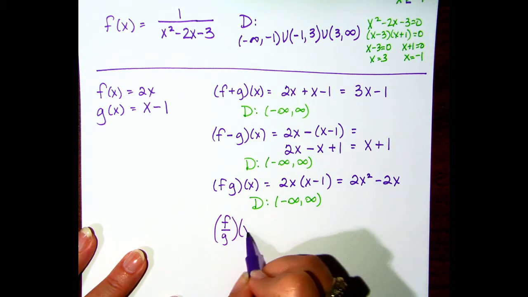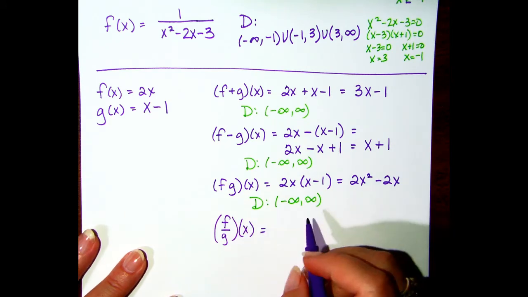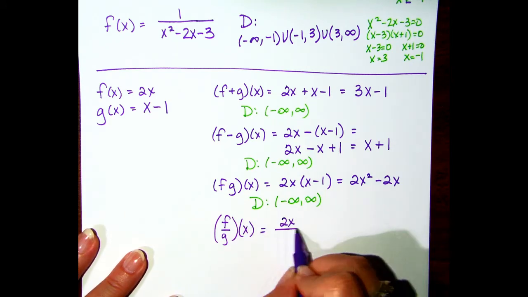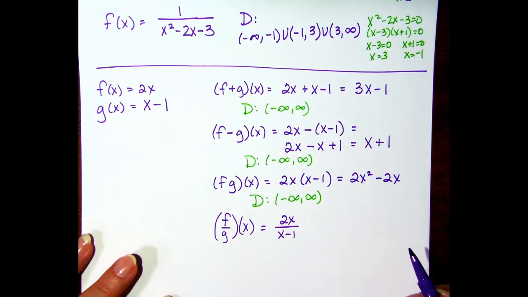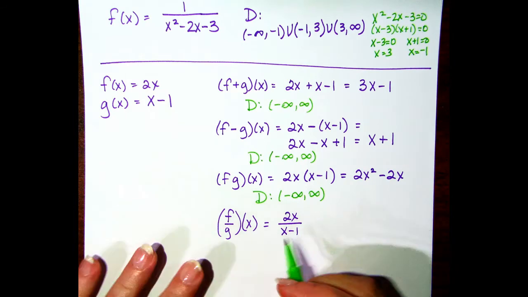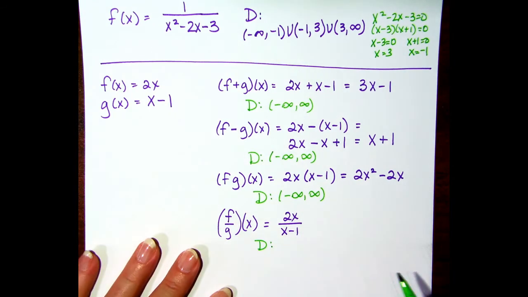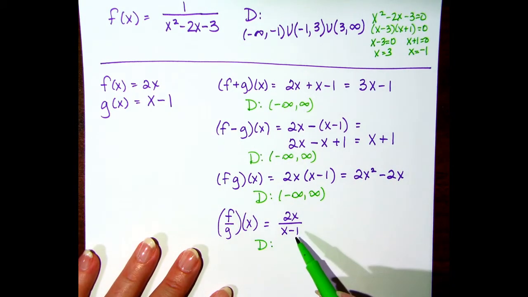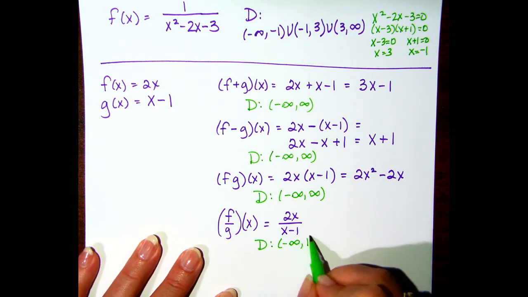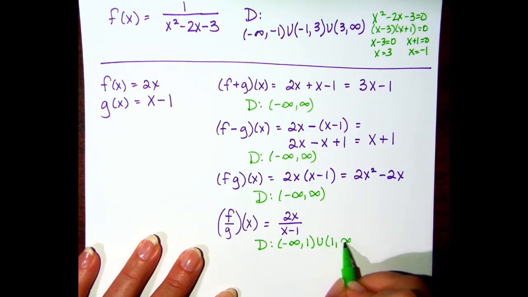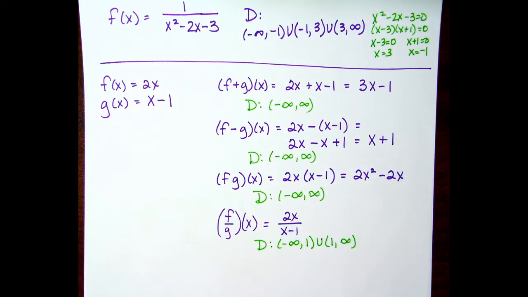F over g of x. Done. What's the domain? Except for 1. So negative infinity to 1 and 1 to infinity, right? And how do we know that it was except for 1? Yeah.